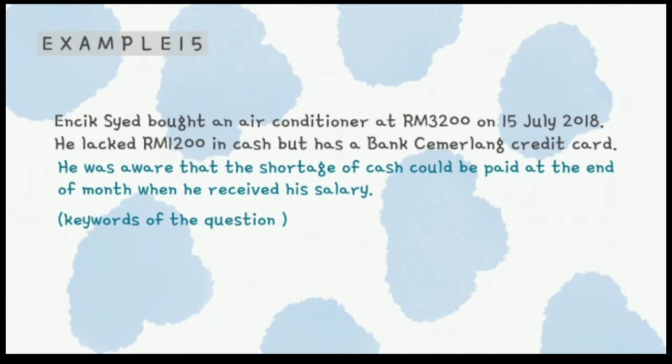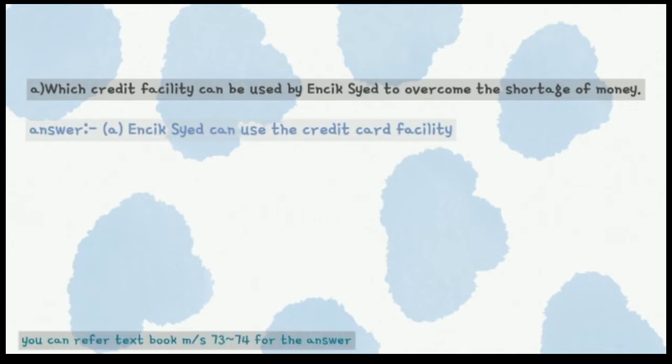Encik Said bought an air conditioner at RM 3200 on 15 July 2018. He lacked RM 1200 in cash but has a Bank Jerman credit card. He was aware that the shortage of cash could be paid at the end of the month when he received his salary. Question A. Which credit facility can be used by Encik Said to overcome the shortage of money? Solution A. Encik Said can use the credit card facility.